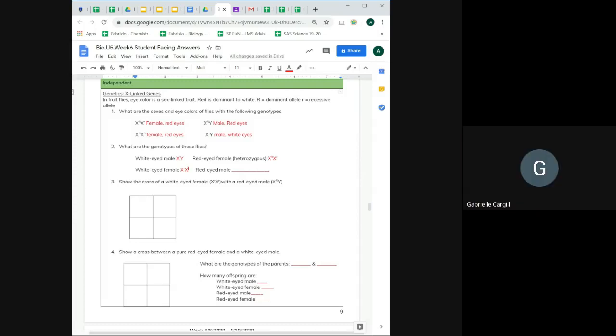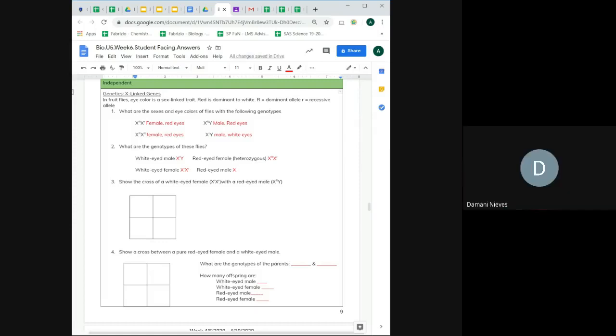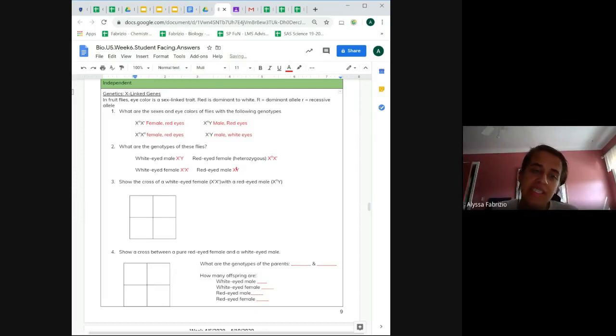Red-eyed male. Capital X. X. No, capital Y. Y.